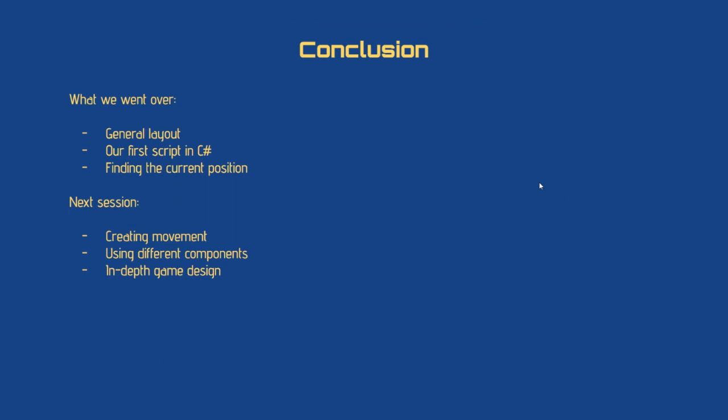In the next session, we're going to be talking about how we can actually create movement. We'll be talking about how you can use different components and how you can add components, like the Rigidbody component, for example, if you want to do a little research. And then finally, we'll do some in-depth game design, how to change textures, how to change materials, and how to actually design a level.